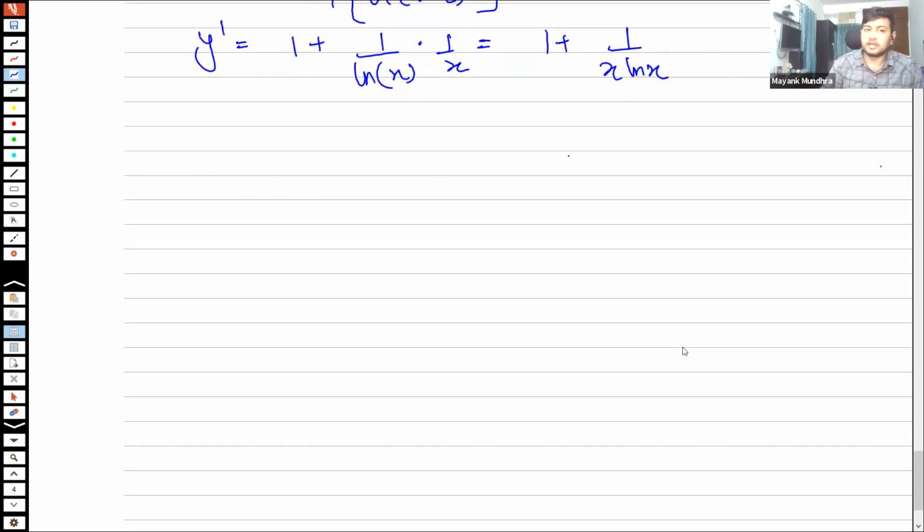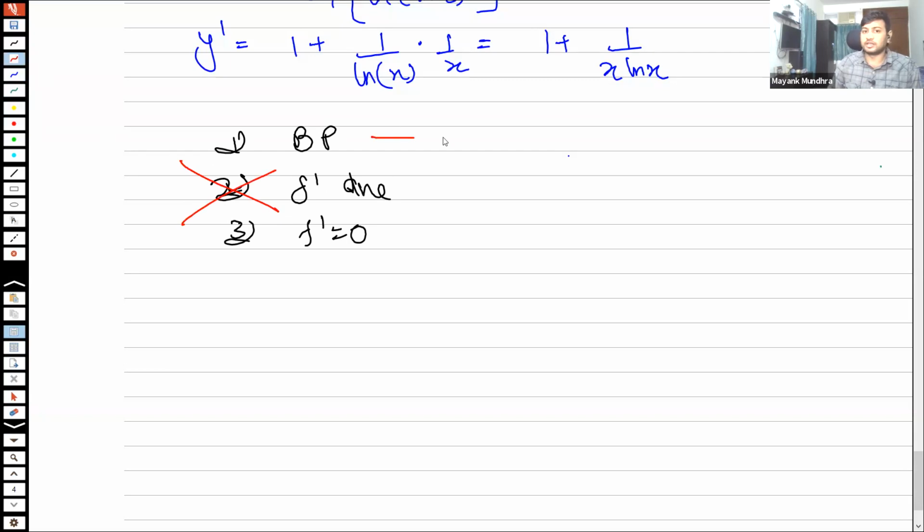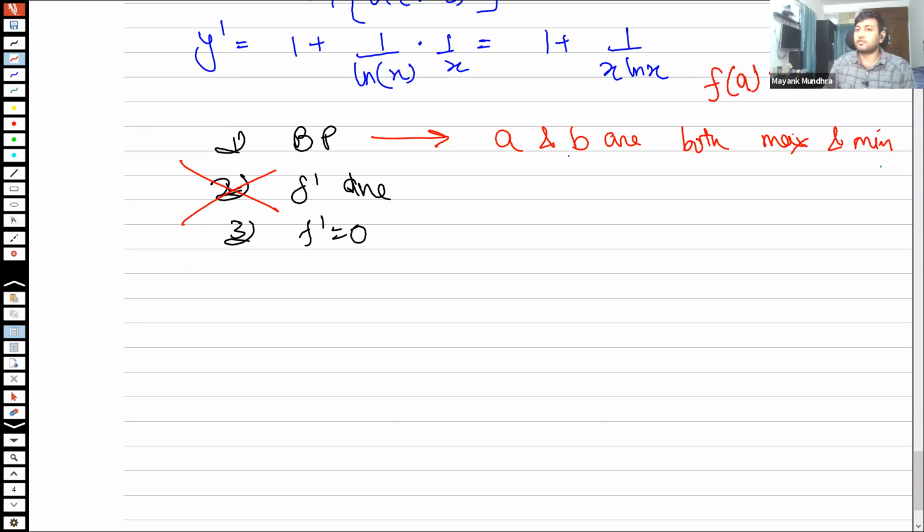So remember, there are three situations in which you can have an optima. One is a boundary point. Second is f prime does not exist. And third is f prime equals 0. By saying that the function is differentiable, I have rejected the possibility of f prime not existing. Now, if only boundary points are all the optimas, then both A and B should be both maxima and minima. This is true because I have already established that f of A should be equal to f of B. So A and B are both maxima and minima.